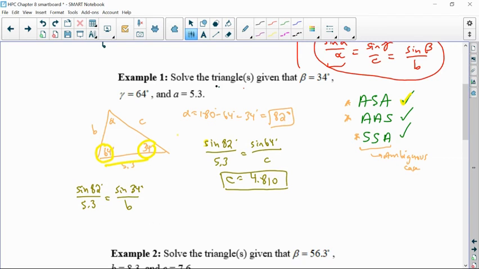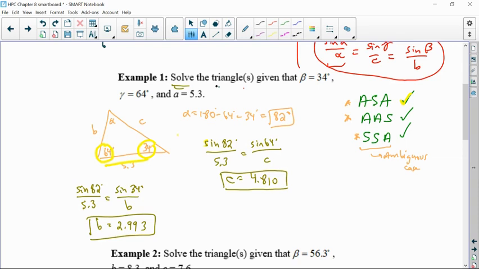Oops, like I just did. Let's try one more time. 5.3 times sine of 34. And then I need to divide by, I forgot to divide by sine of 82. So then I got B to be almost 3, 2.993. Okay, so now I have solved for the triangle. I have found the 3 missing pieces.